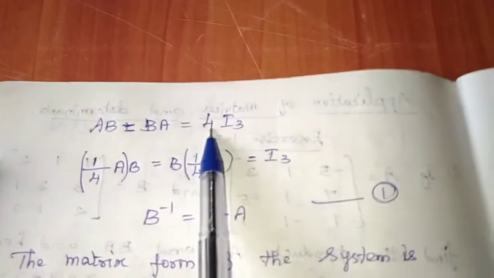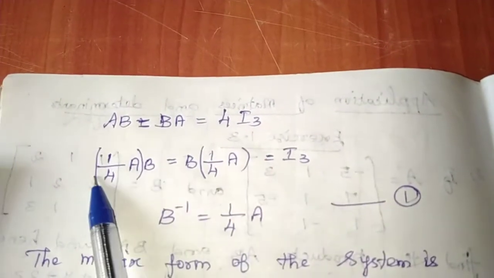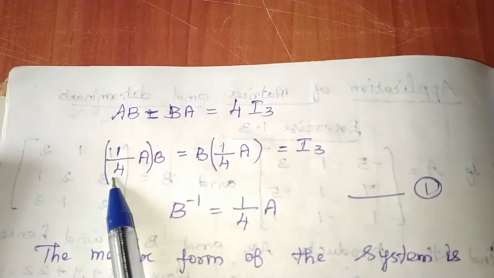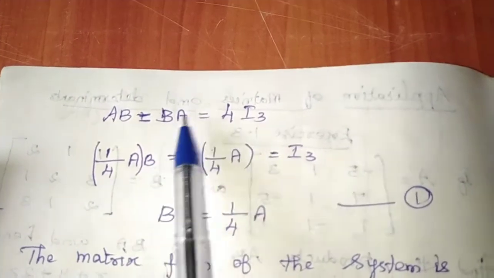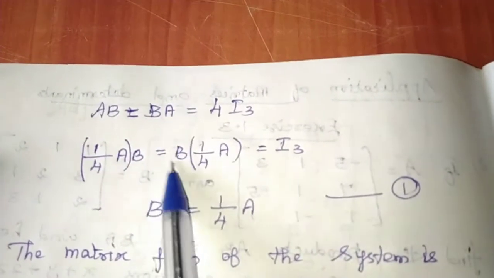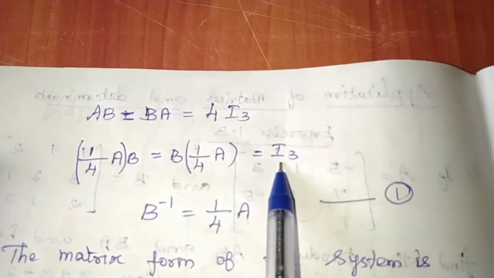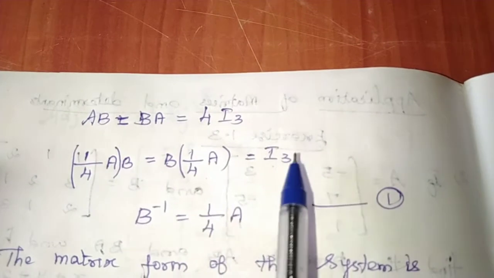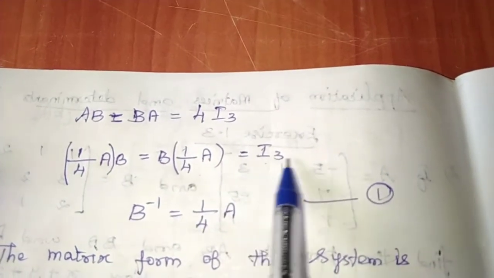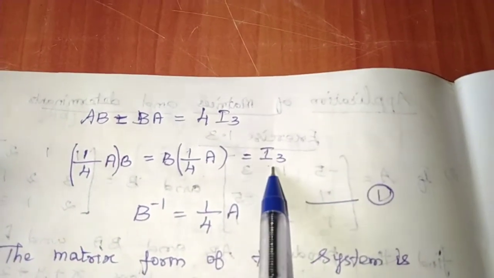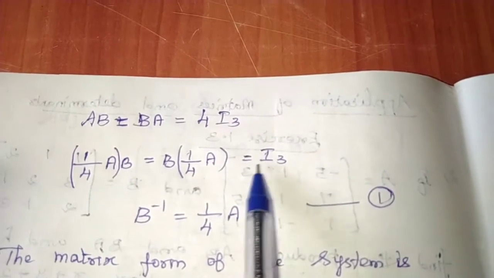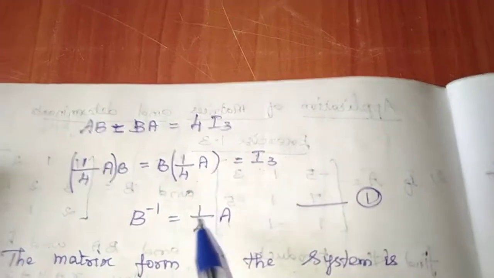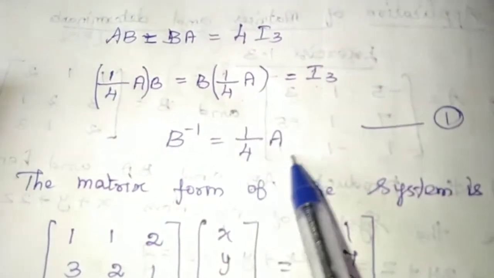Now the multiplication 4 goes to that side, divide by 4. Now write with A: 1 by 4 AB equals I3. Here also B times 1 by 4 A equals I3. Now the B goes to that side, B inverse. B inverse I3 equals B inverse. Therefore, B inverse equals 1 by 4 A.